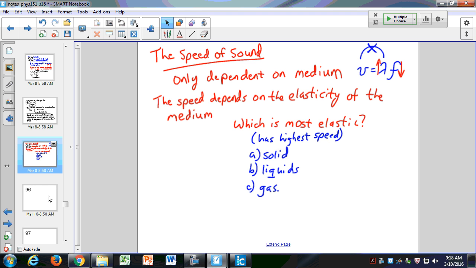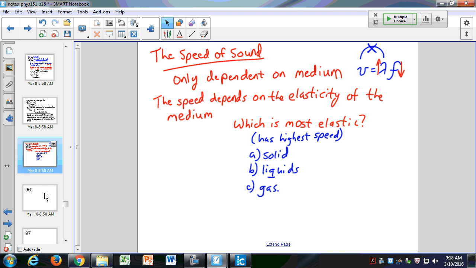And that's just because the molecules or the atoms in a solid will tend to go back to their original position more quickly. And as we saw in that Khan Academy video, that governs how fast your wave travels, how fast those molecules go back to their original position when they're displaced. So solids are more elastic, and they have a higher speed of sound. By a lot, in fact. They give some of the speeds in your book.